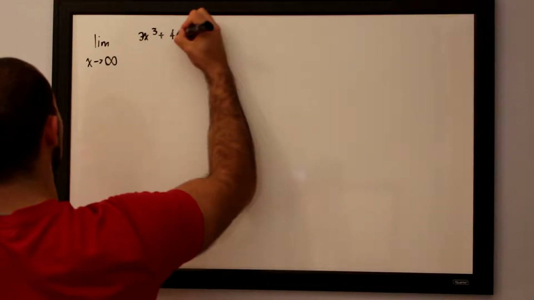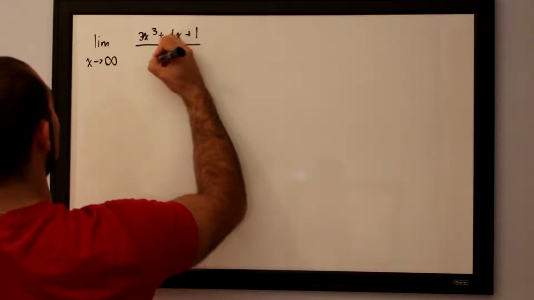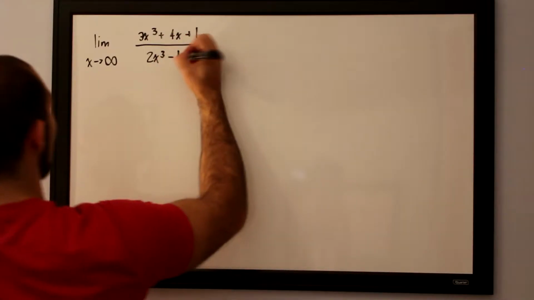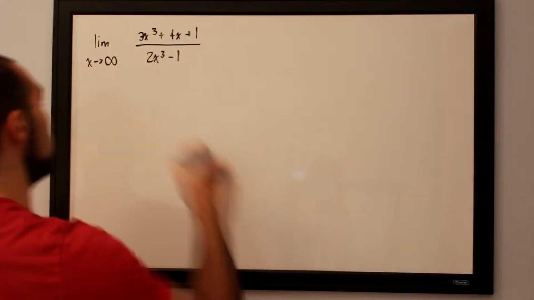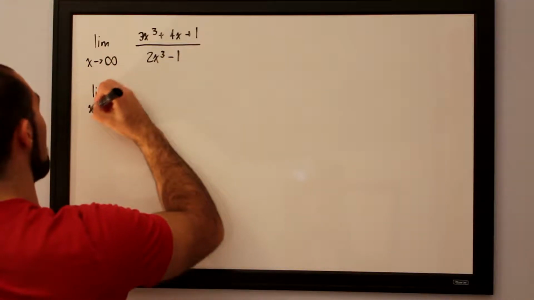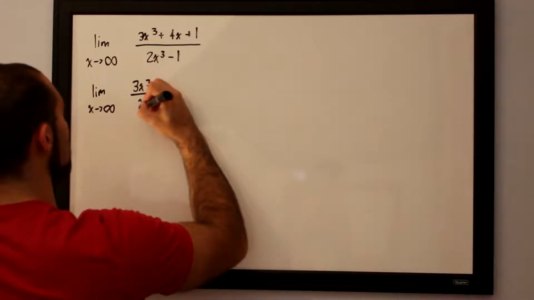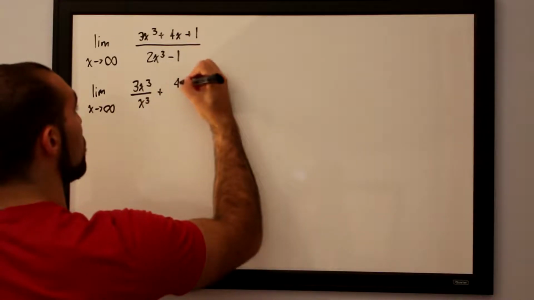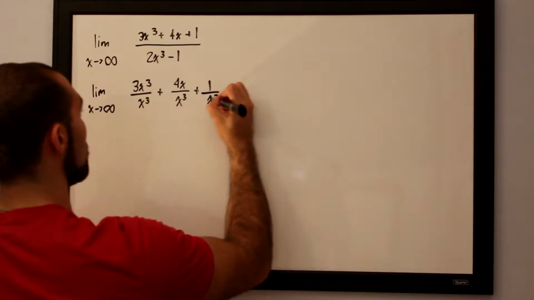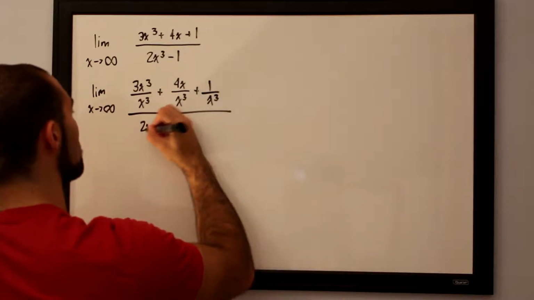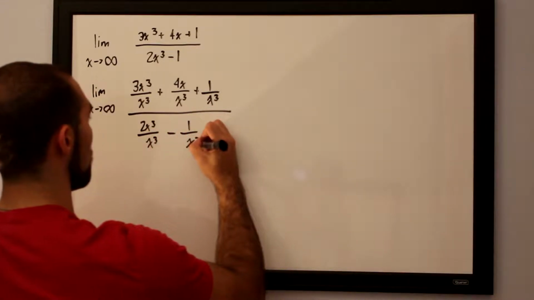So say we wanted to evaluate the limit as x approached infinity for 3x to the third plus 4x plus 1 over 2x to the third minus 1. Same process all the time, just divide by the highest power of x in the denominator. So we are going to be taking the limit as x approaches infinity for 3x to the third divided by x to the third plus 4x over x to the third plus 1 over x to the third, all divided by 2x to the third over x to the third minus 1 over x to the third.